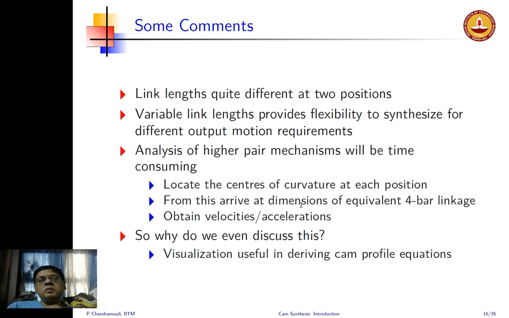In the next lecture we are going to see the classification of cams and also some terms associated with them, or cam language as I call it.